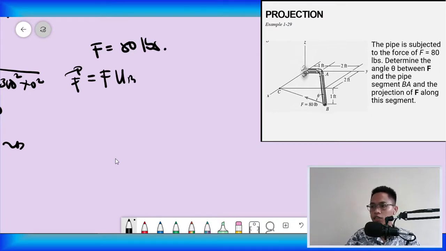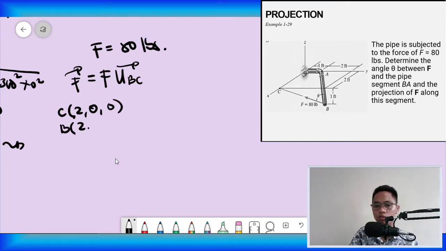We will use the formula F is the unit vector UBC. So let's start by expressing F. Our head is C. C has a coordinate of x is 2, y is 0, z is 0. Then the tail, B, has x is 2, y is 3. Please review if you got that. And z is negative 1.